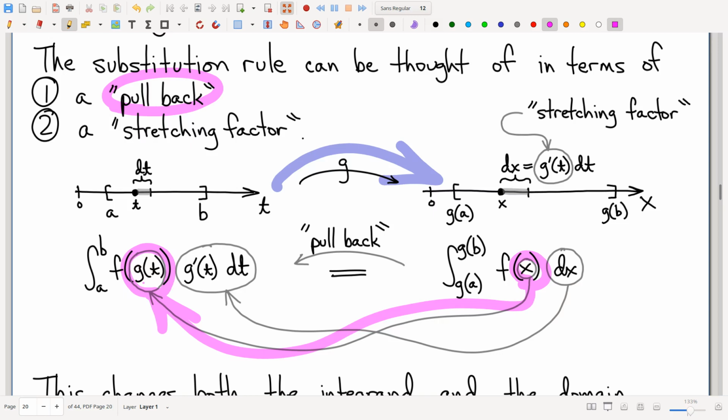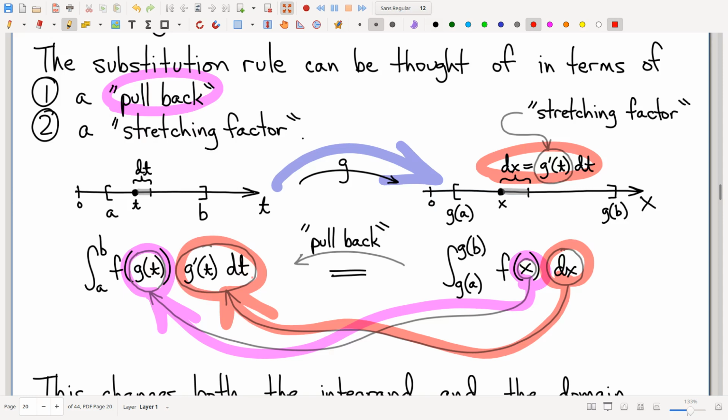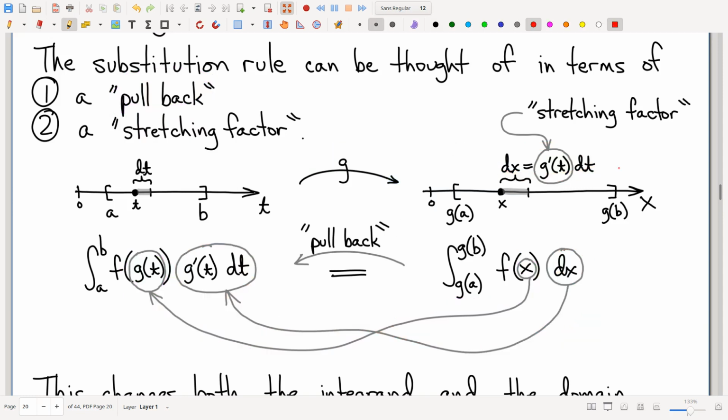And now notice we can plug in the other thing we've got a formula for. We just got an expression for dx. When you plug that in, again, that part pulls backwards. It goes the opposite direction to the direction the function goes. So this is called a pullback. It comes up in many places in math. This is a nice way of thinking about what's going on here as well. And so with these two observations made, the idea that a substitution on an integral involves pulling back with a stretching factor.